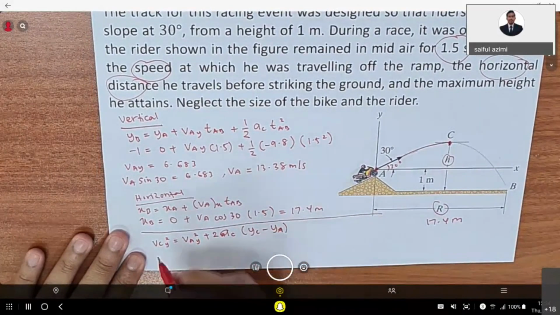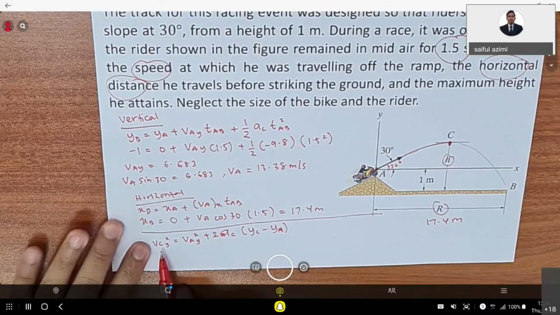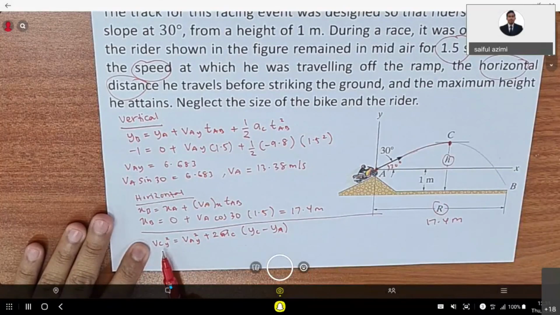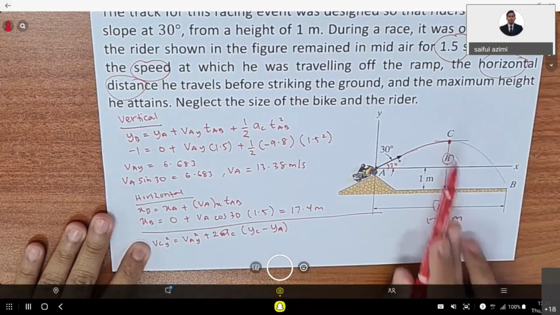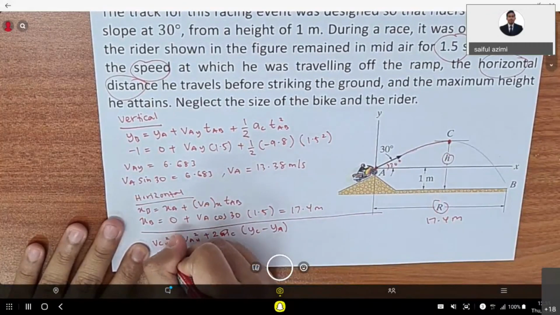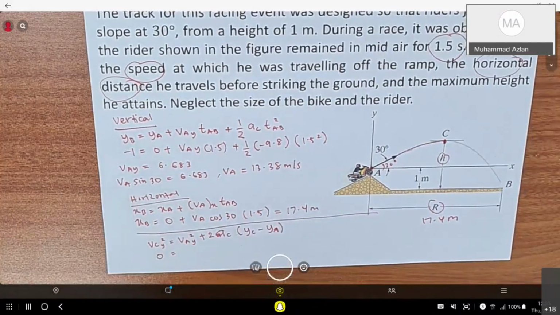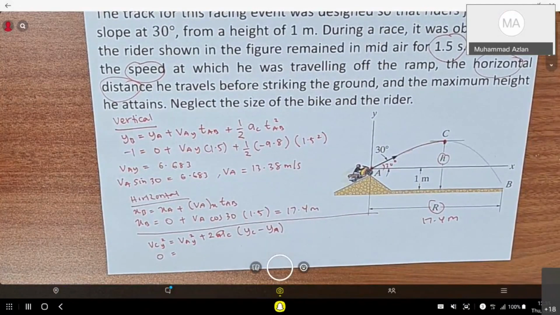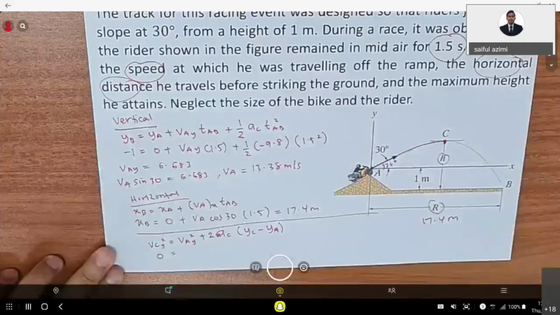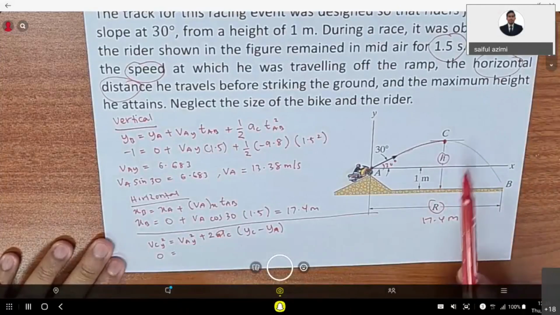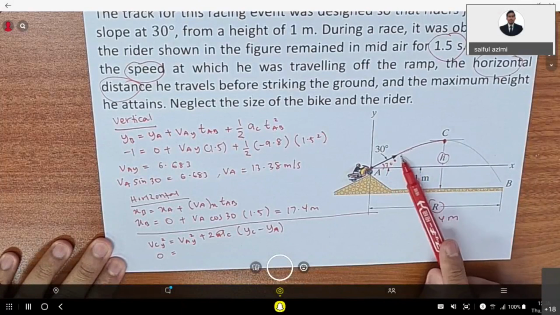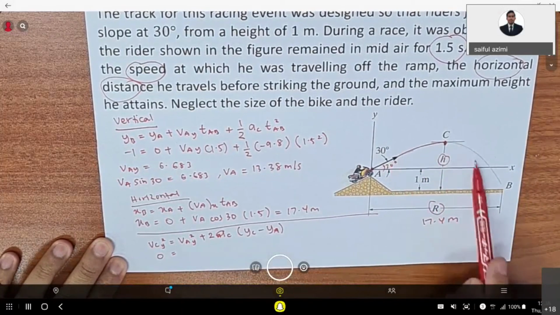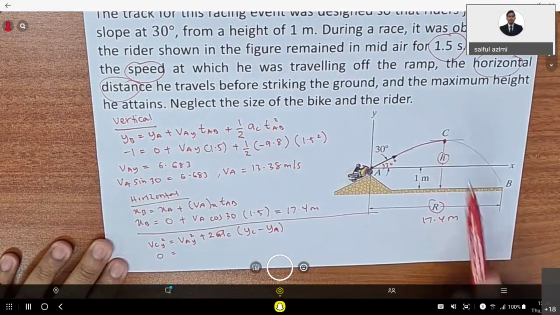So what is the value of VCY squared? Do you know? What is the vertical velocity at point C? 0. Why? Because it is like a transition from positive to negative velocity. So that's why at point C it is 0.